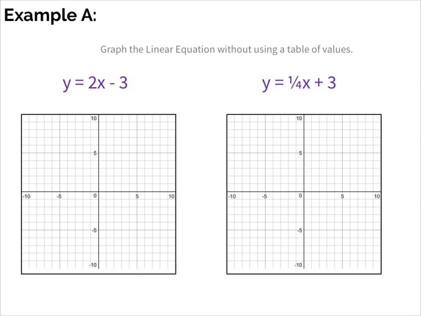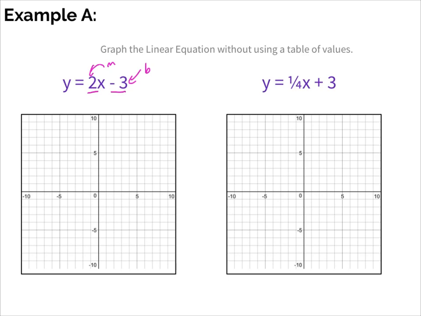So here in example A, we've got two linear functions, y equals 2x minus 3 and y equals 1/4 x plus 3. We can graph both these linear equations without having our table and plugging things in, because we know where the slope is and we know where the y-intercept is. Remember, the slope is always going to be in front of the input, and the y-intercept is always going to be at the end, or our m and our b.